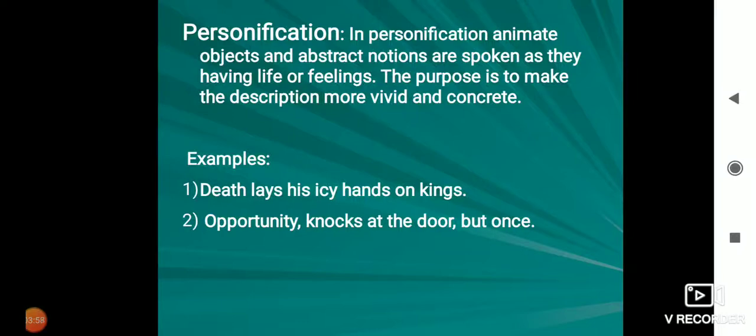Let's see the examples. First, Death lays his icy hands on kings. Here we are giving human qualities to the object Death. Second, Opportunity knocks at the door but once. Here we are giving the human quality of knocking to an abstract term, opportunity, so it is personification.